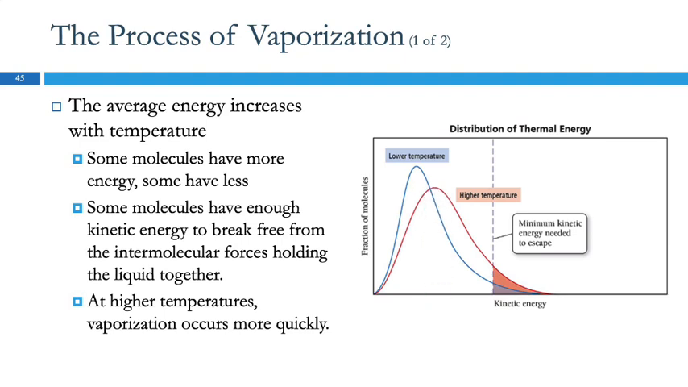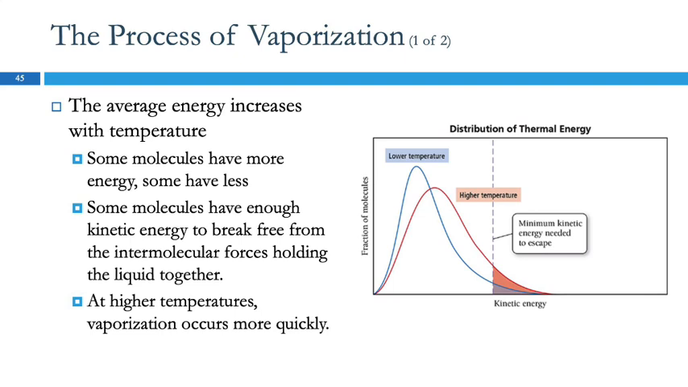So what we're looking at here is it takes a certain amount of energy to break loose from the intermolecular forces that are holding the water together. And so this dotted line here is representing that minimum amount of kinetic energy. So the area under each of these curves represents the number of molecules that have enough energy to escape. At a lower temperature, we have a smaller area, and at a higher temperature, we have a larger area. So at a higher temperature, evaporation happens more quickly.